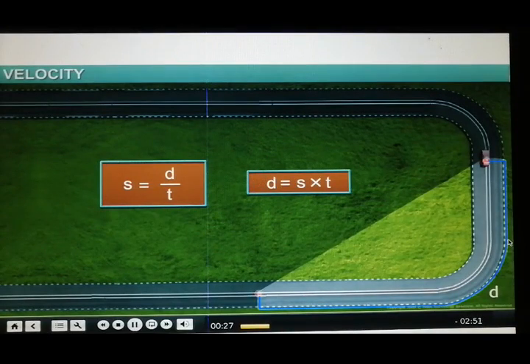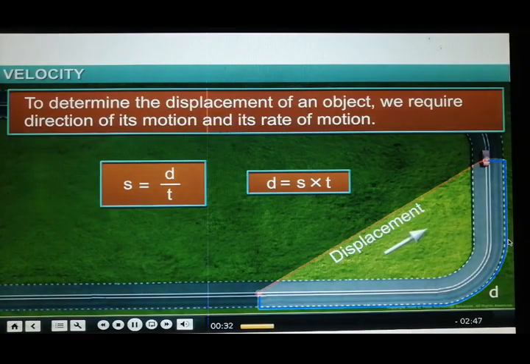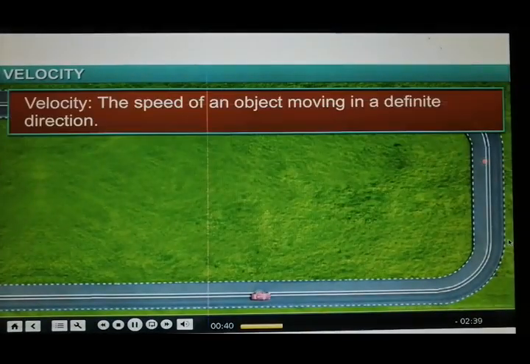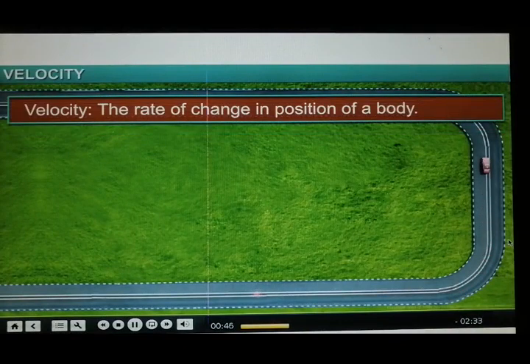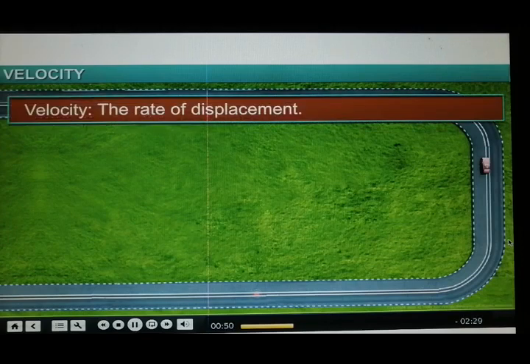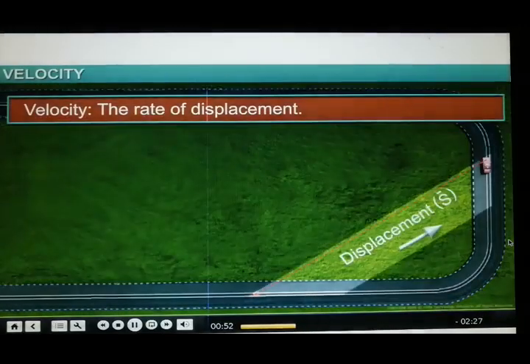However, it does not give you the displacement of the object. To determine the displacement of an object, you need to know the direction of motion, along with the rate of the motion. Velocity is the speed of an object moving in a definite direction. Velocity of an object is defined as the rate of change in the position of a body. It can also be defined as the rate of displacement of an object.